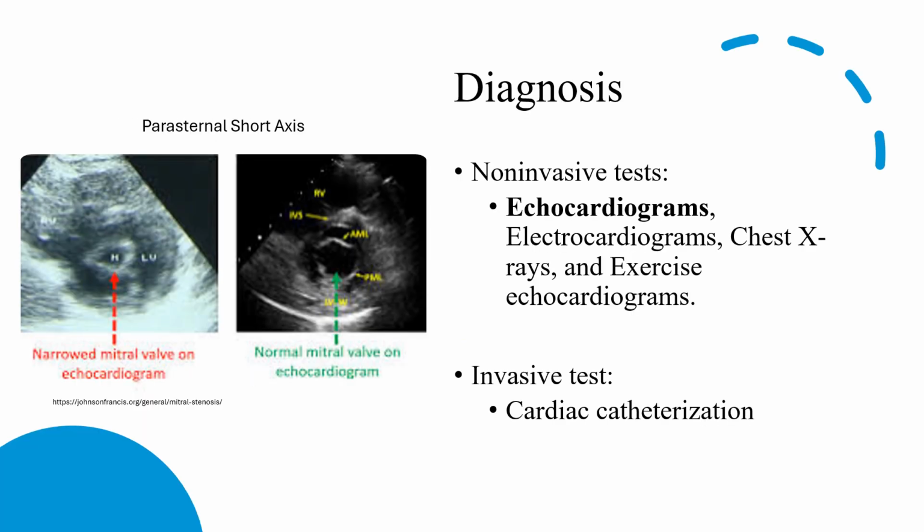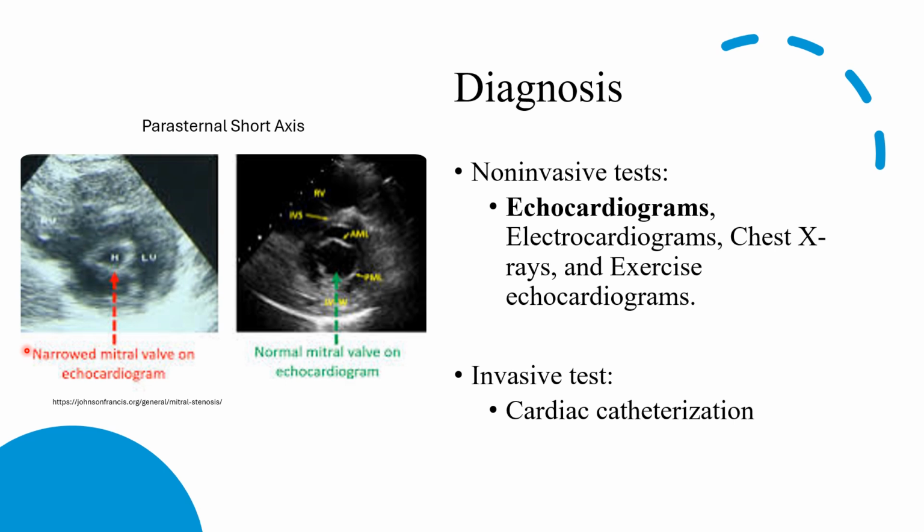In order to diagnose mitral stenosis, you can use non-invasive tests or invasive tests. And the gold standard is going to be an echocardiogram. This is because it provides information about the degree of stenosis, the size of the left atrium and ventricle, and the presence of any associated complications like mitral regurg or pulmonary hypertension. The ideal window is going to be your parasternal long axis window. This is because it can identify the characteristic diastolic doming of the mitral valve.